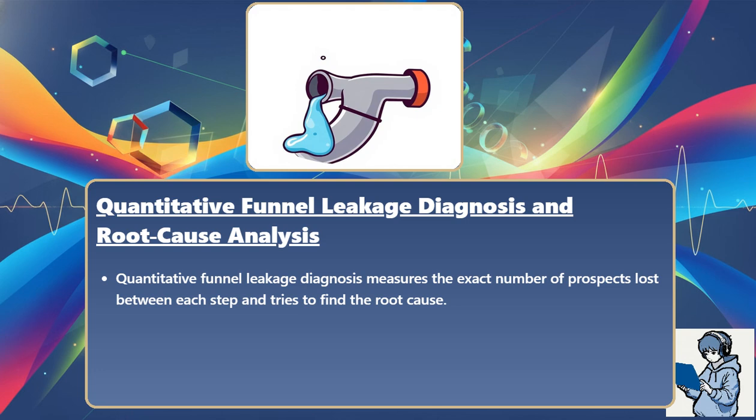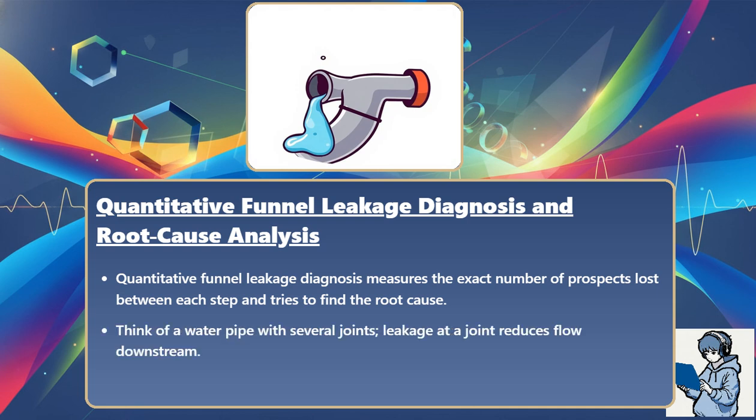Quantitative funnel leakage diagnosis measures the exact number of prospects lost between each step and tries to find the root cause. Think of a water pipe with several joints. Leakage at a joint reduces flow downstream. The math tells you how much is lost, and diagnostics tell you why.